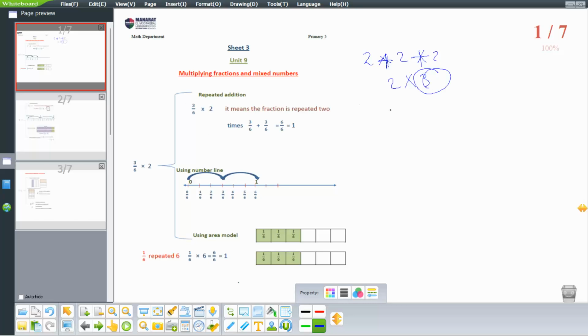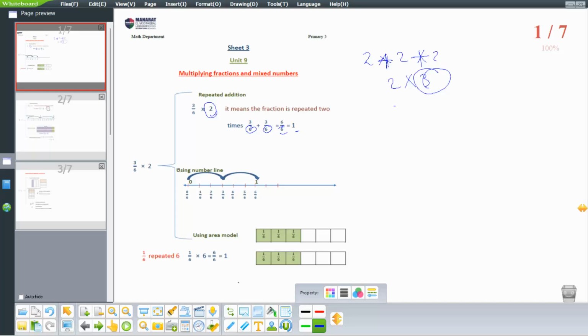So if we have 3 over 6 times 2, it means the fraction 3 over 6 is repeated 2 times in addition. So it means 3 over 6 plus 3 over 6. And here we have common denominator 6, so it stays 6 as it is. 3 plus 3 equals 6. So 6 over 6 equals 1.